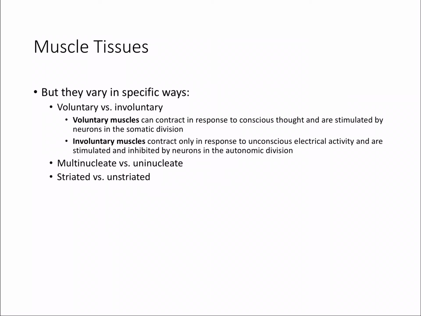When we look specifically at the cells, they can be multinucleate or uninucleate. So that means they can have many nuclei in them, or they can have just one nucleus. And that'll be another way we can distinguish them, which we'll see. And they can be striated or unstriated. So striated muscle is going to be your muscle that has visible kind of filaments in it, and unstriated are going to be your smooth muscle that does not have those striations.